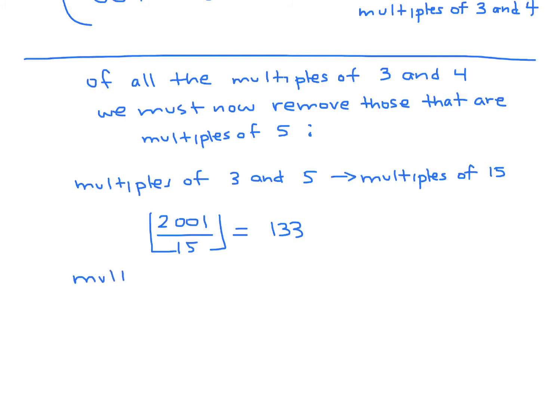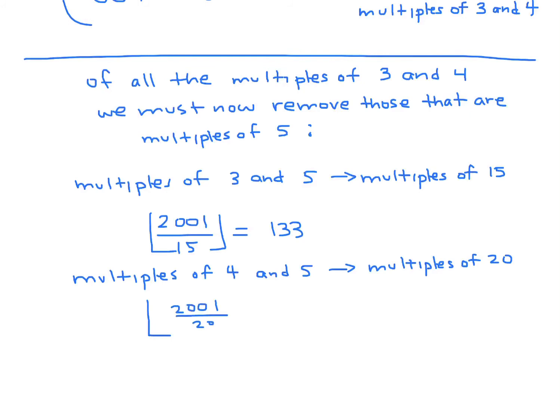Now we have to figure out how many are multiples of 4 and 5. Remember, of all the ones that we figured out in the first part of the question, we have to now get rid of the ones that are also multiples of 5. Well, multiples of 4 and 5 are multiples of 20. So these are the ones that we have to get rid of. Of all the ones from 1 to 2001, you get rid of the ones that are multiples of 20, and this is about 100. So now, very similarly, like we did earlier, we have to get rid of doubles because we've overcounted some of these.